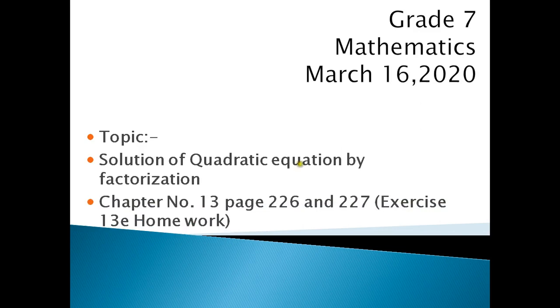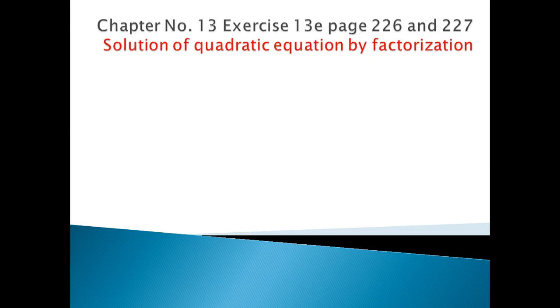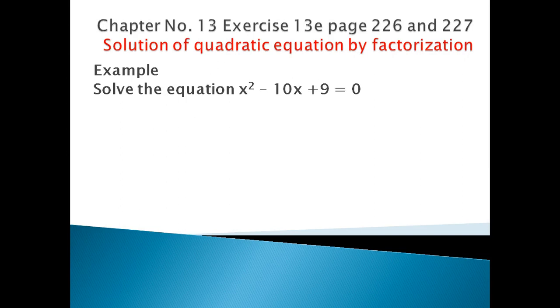This is chapter number 13. You can see this on page number 226 and page number 227. Exercise 13E is the most important exercise of this chapter, so be careful and be ready for this. Open your books, page number 226, 13E. You can see the example: solve the equation x square minus 10x plus 9 equals 0.